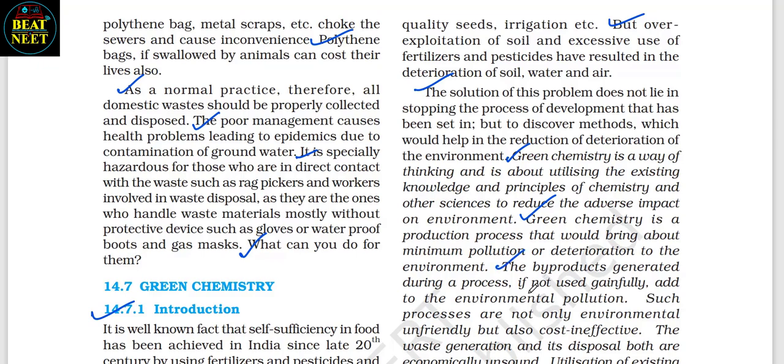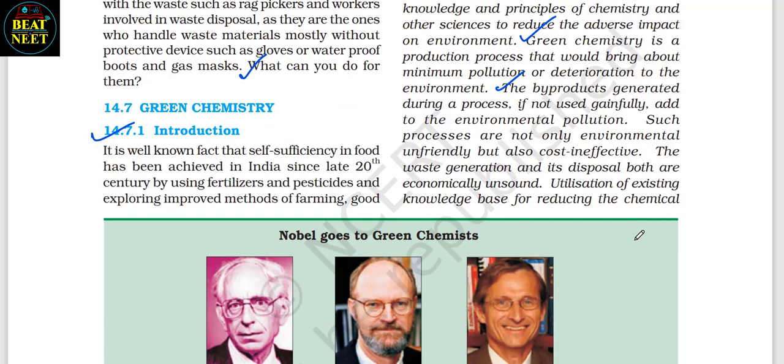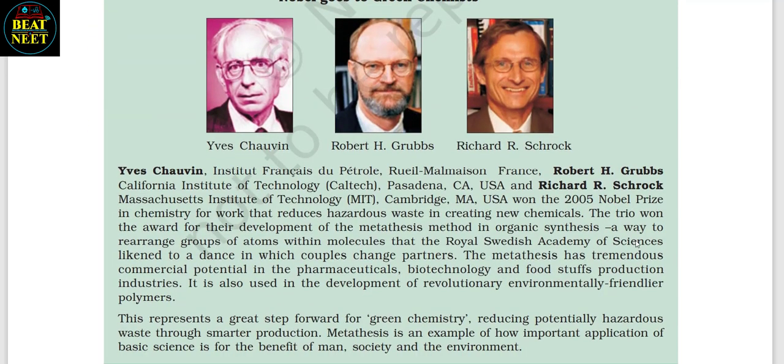The byproducts generated during a process, if not used gainfully, add to environmental pollution. Such processes are known to be not only environmentally unfriendly but also cost-ineffective. The waste generation and its disposal are both economically unsound. Utilization of existing knowledge base for reducing the chemical hazards.